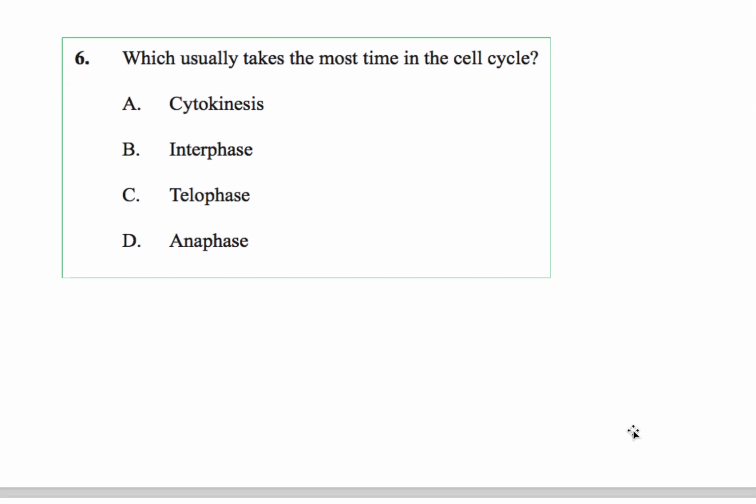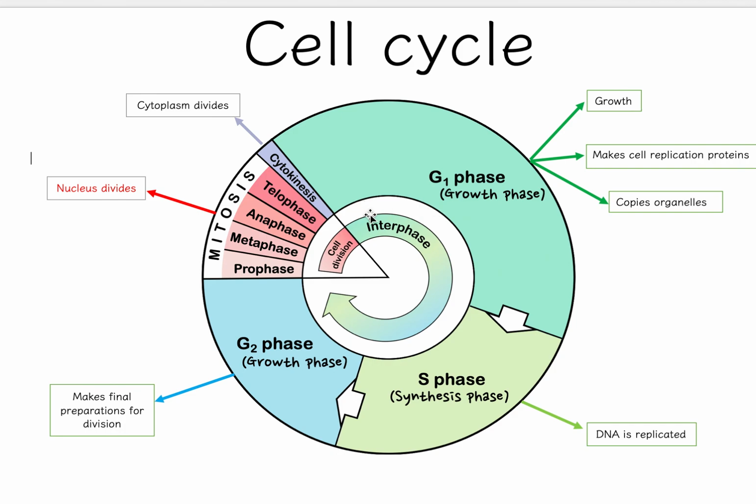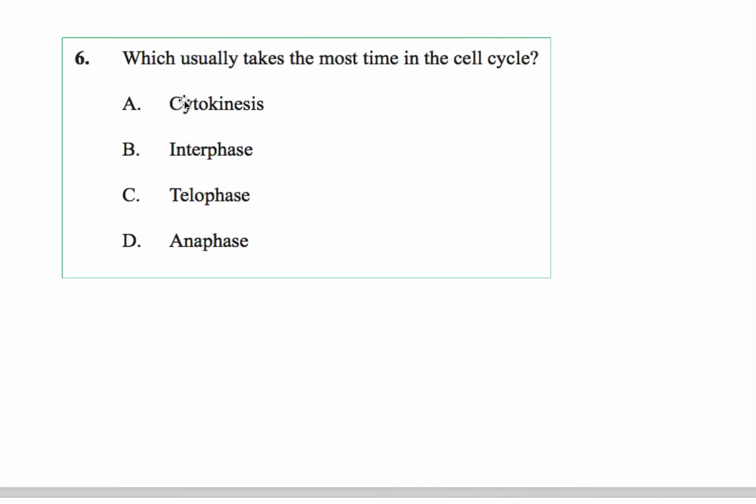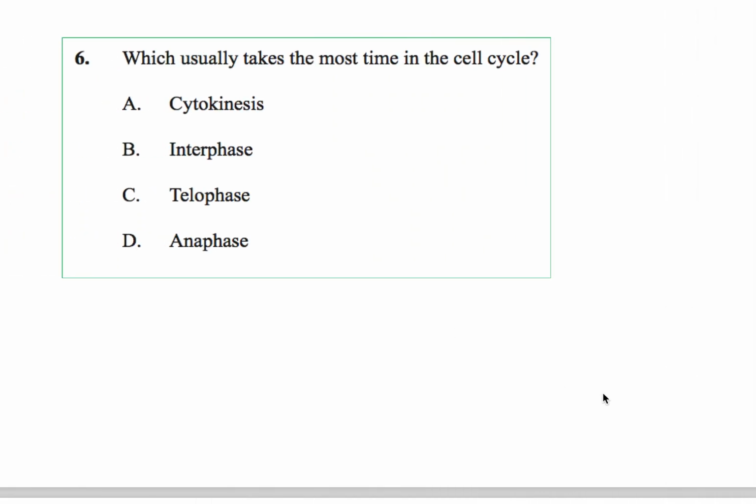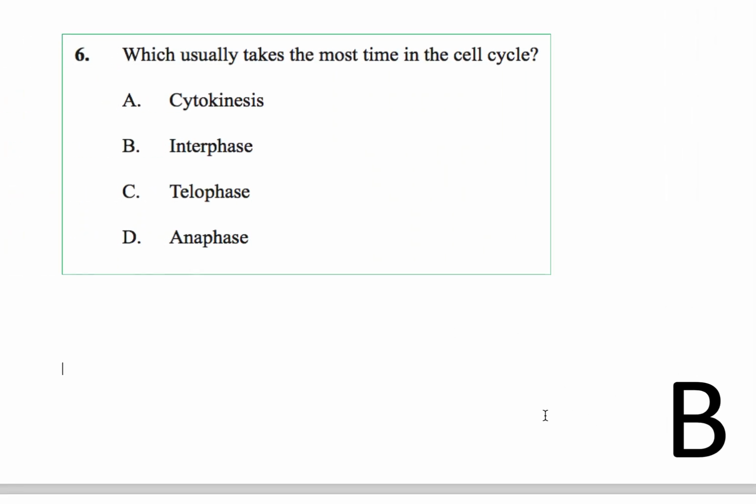Which usually takes the most time in the cell cycle? I just explained this. What takes the most time in this whole cycle? Interphase. This includes 3 big stages, G1, S, and G2. Mitosis is pretty short actually, and cytokinesis is the shortest. So we know it's going to be interphase. We don't even have to compare the other ones, because we know interphase is the longest phase of all. So it's going to be B. The answer will be B.